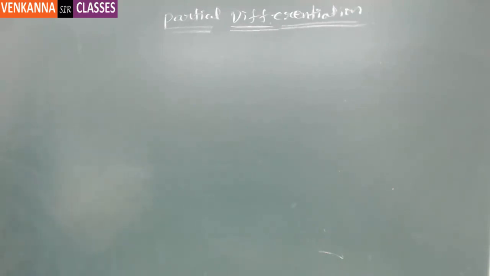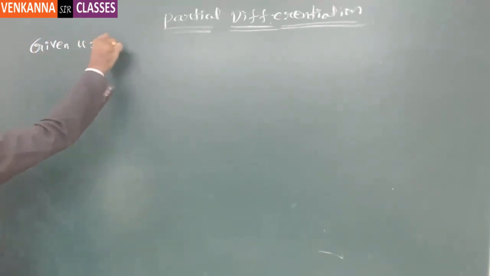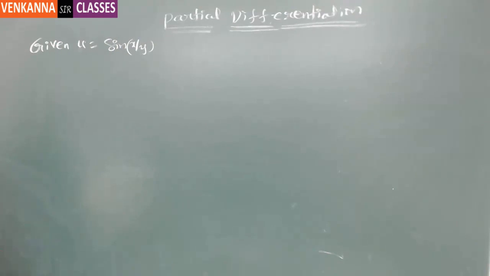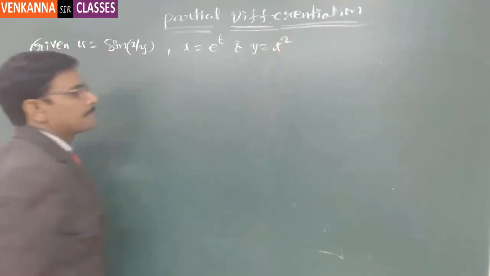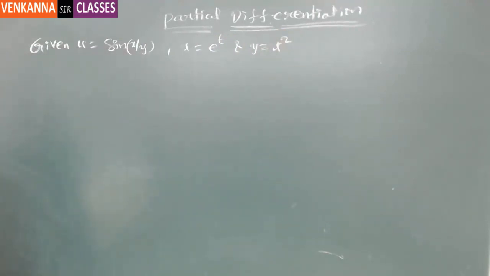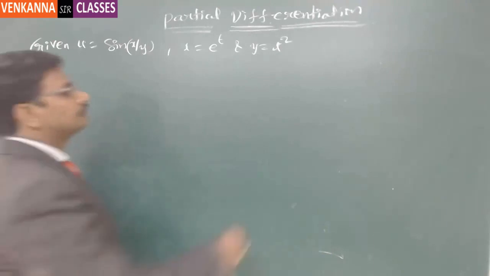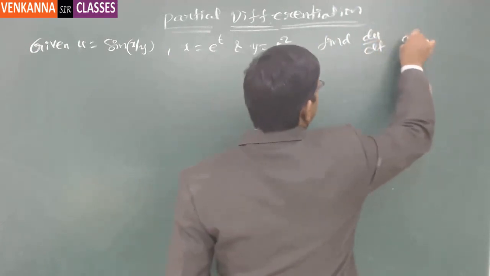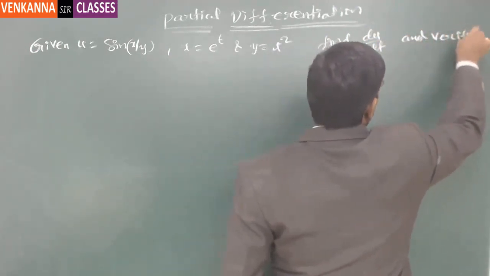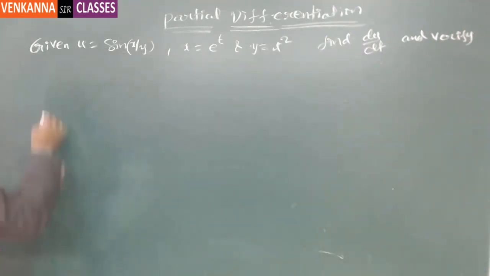First, we will start with the simplest case. Given u is equal to sin x by y, and x is equal to e power t and y is equal to t square. Find du by dt as a function of t. Verify your result by direct substitution.